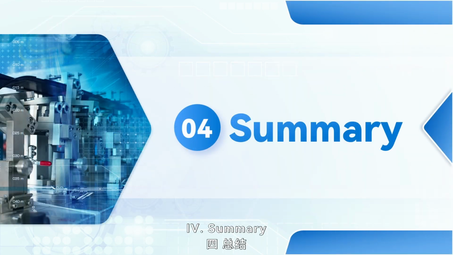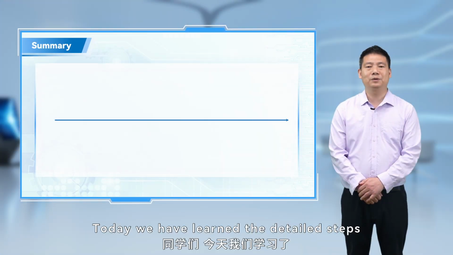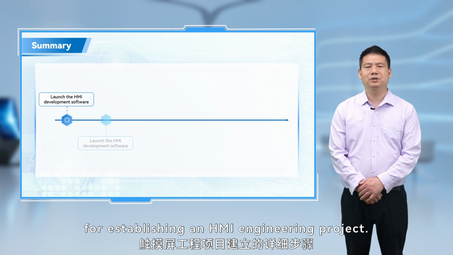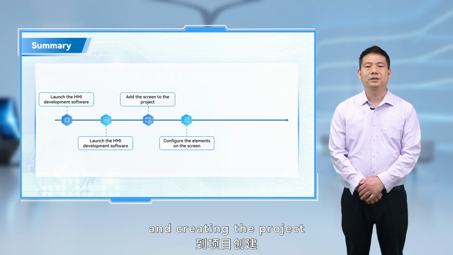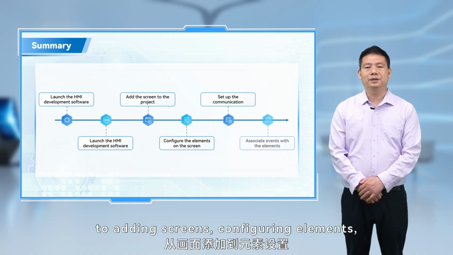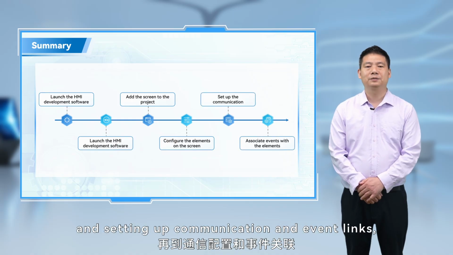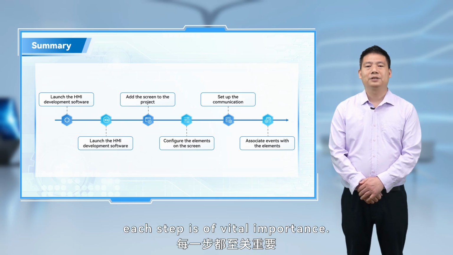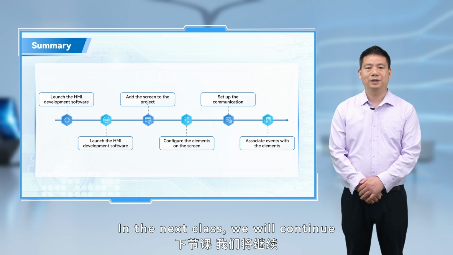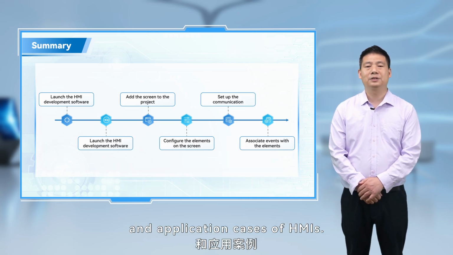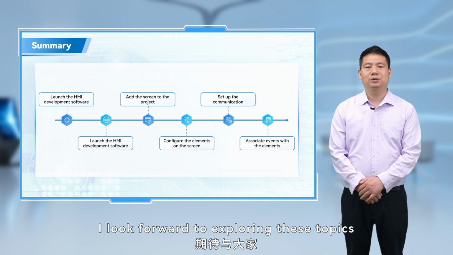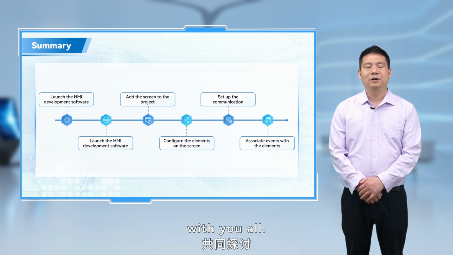For summary, today we have learned the detailed steps for establishing an HMI engineering project. From launching the software and creating the project to adding screens, configuring elements, and setting up communication and event links, each step is of vital importance. In the next class, we will continue to delve into other advanced functions and application cases of HMIs. I look forward to exploring these topics with you all.